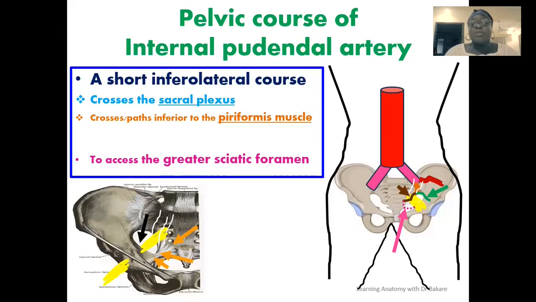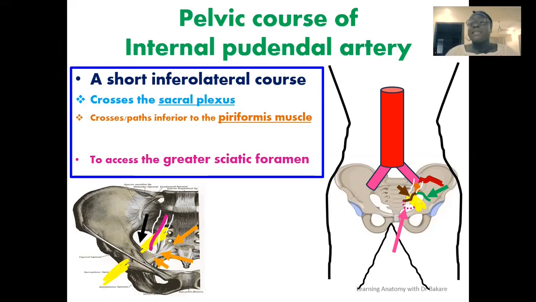So you see that this muscle will also need to pass through the greater sciatic foramen for it to exit this region and be inserted on the greater trochanter of the femur. So you have this presentation presented on the background. Then finally, when we have the emergence of the internal pudendal artery, and this is what is highlighted here at this region, you see it crossing the sacral plexus and also crossing the piriformis. And the pattern by which it crosses these two structures, you see that it is tilted or directed towards the inferior region of the piriformis. And at this region is where it accesses the greater sciatic foramen.